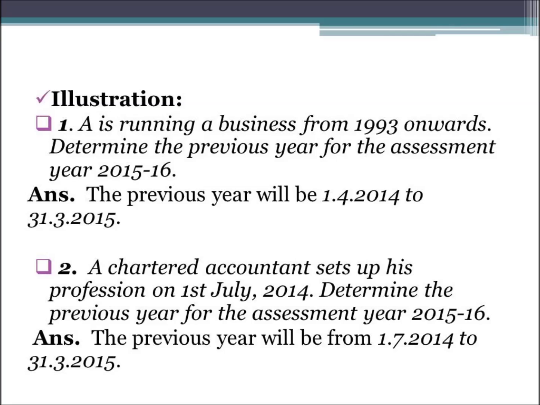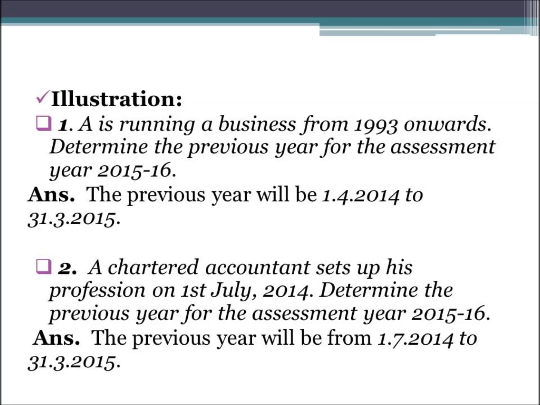The second example: a chartered accountant sets up his profession on 1st July 2014. Determine the previous year for the assessment year 2015-16. Here, the chartered accountant is starting his profession on 1st July 2014, but that is not relevant. Even if he is not starting his practice on 1st April and rather starts in the middle of a previous year, that is, 1st July, still the assessment year will be the year following the previous year. So what will be the previous year for the chartered accountant?